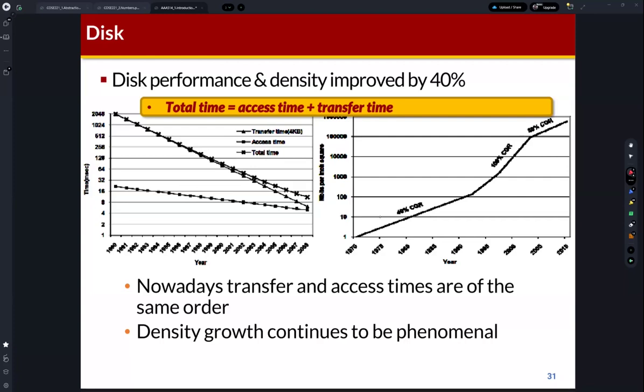Disk performance and density have also improved, but recently we use SSDs, solid state drives, with flash memory as the media of the storage device. The disk is very slow, at the millisecond level. Disk access is managed with interrupt-based operation, and the operating system manages the disk operation. The hard disk drive is very slow.